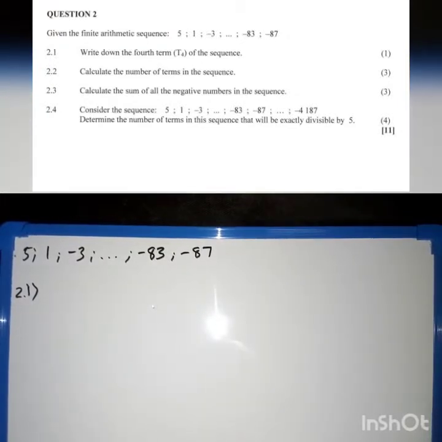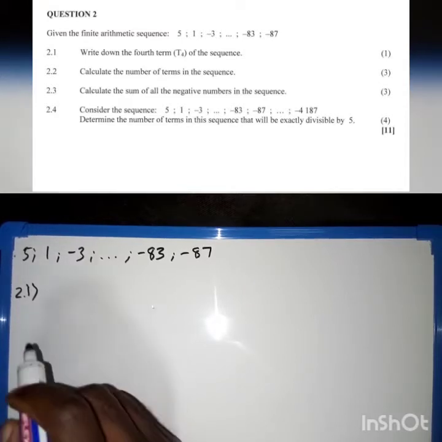2016 paper 1 question 2. We're given an arithmetic sequence, and then 2.1 says write down the fourth term of the sequence. So in order to do that, we must find the formula first.